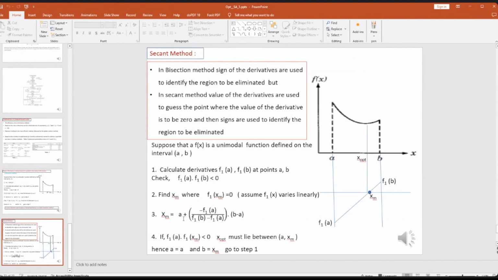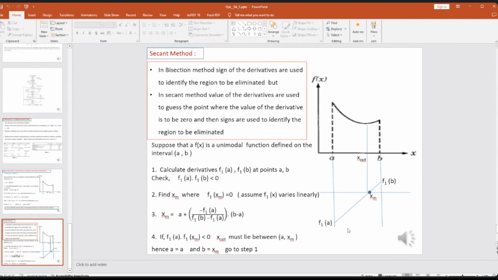It is nothing but (f1b minus f1xm) divided by (b minus xm) is equal to (f1b minus f1a) divided by (b minus a). So from here xm can be evaluated. a is known, b is known, f1a known, f1b known, f1xm is known because it is 0 here. The only unknown is xm.